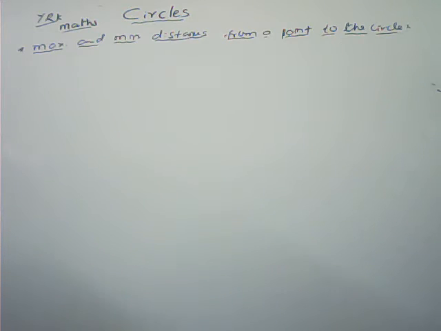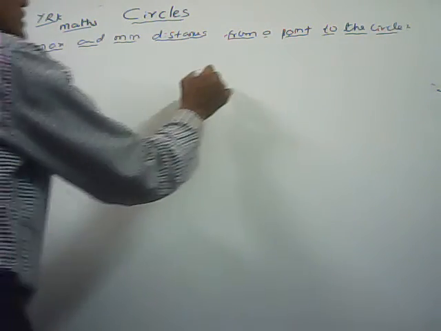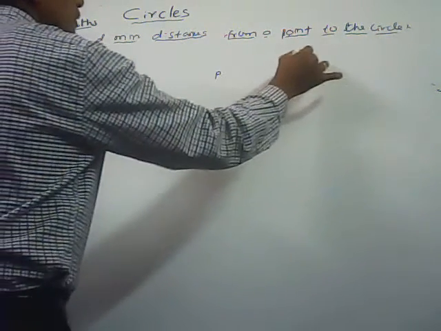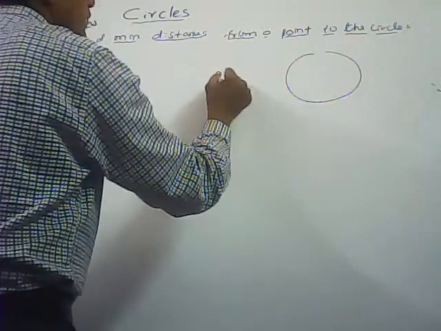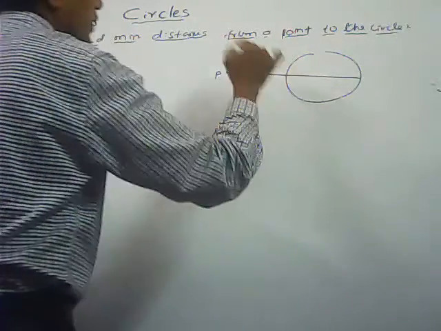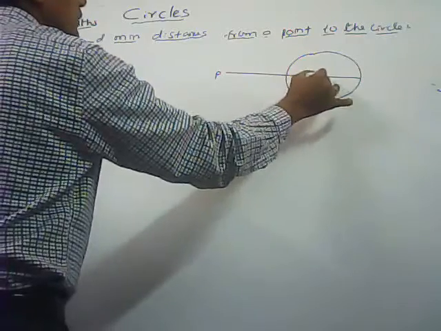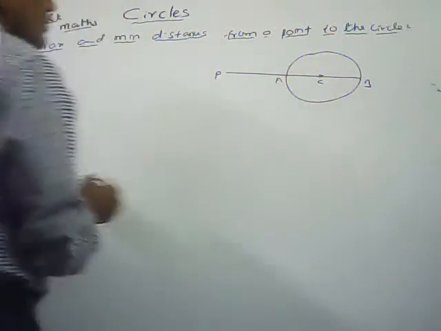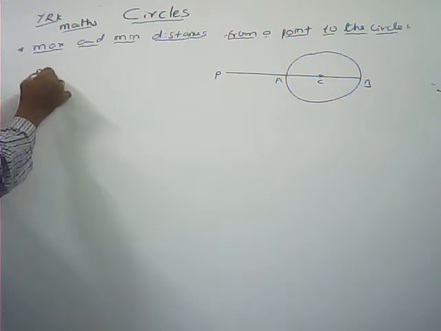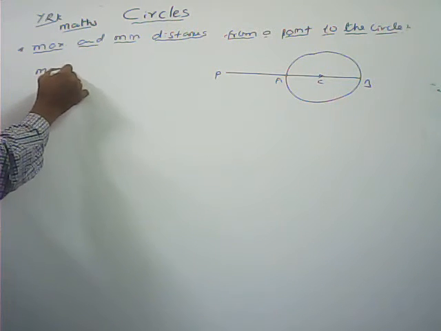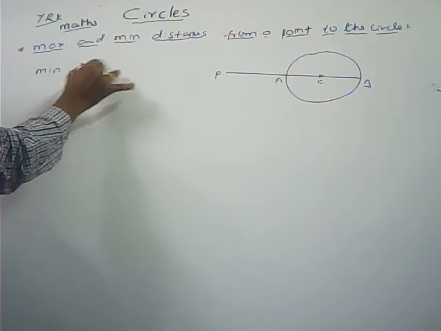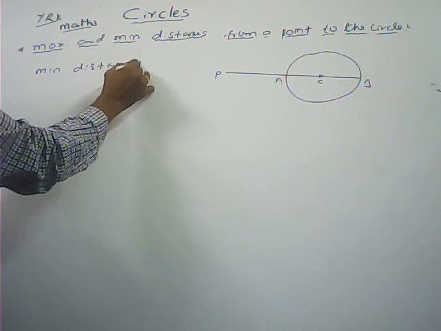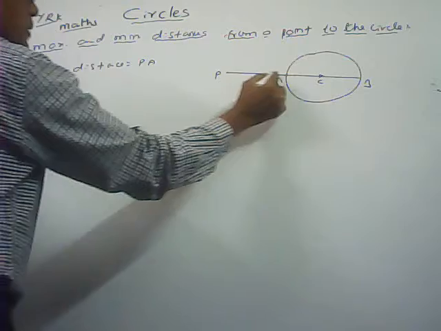Next, maximum and minimum distance from a point to the circle. Here P be a point. From here, draw a line through the center of the circle only. It cuts the circle at A and B. C is the center. Here minimum distance from point P to the circle, that is equal to PA. This is the minimum distance.